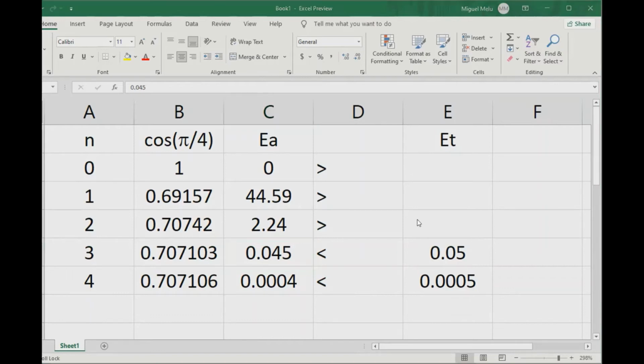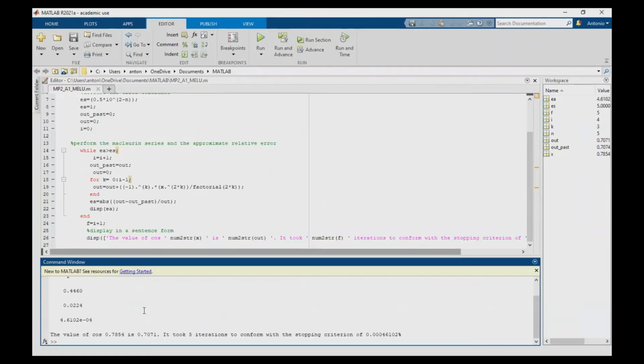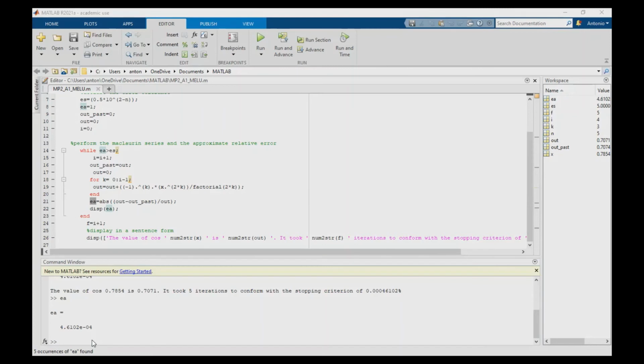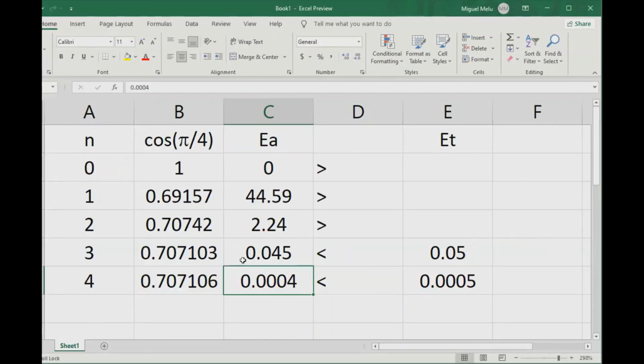And here in the program, if I ask for the value of EA, that is 4.6 times 10 to the power of negative 4, so that is 0.004, which is really precise to the chart that has been computed analytically. So in other words, the program works. That is all. Thank you.